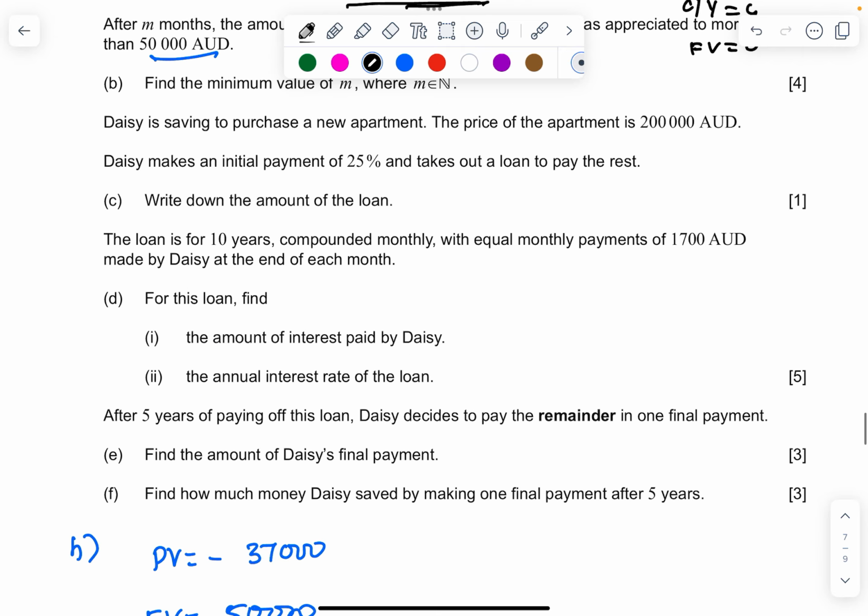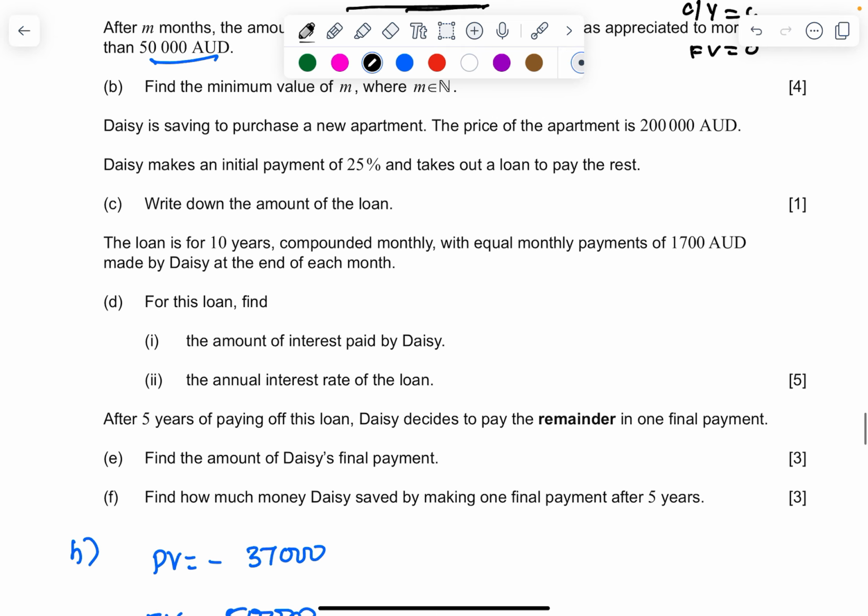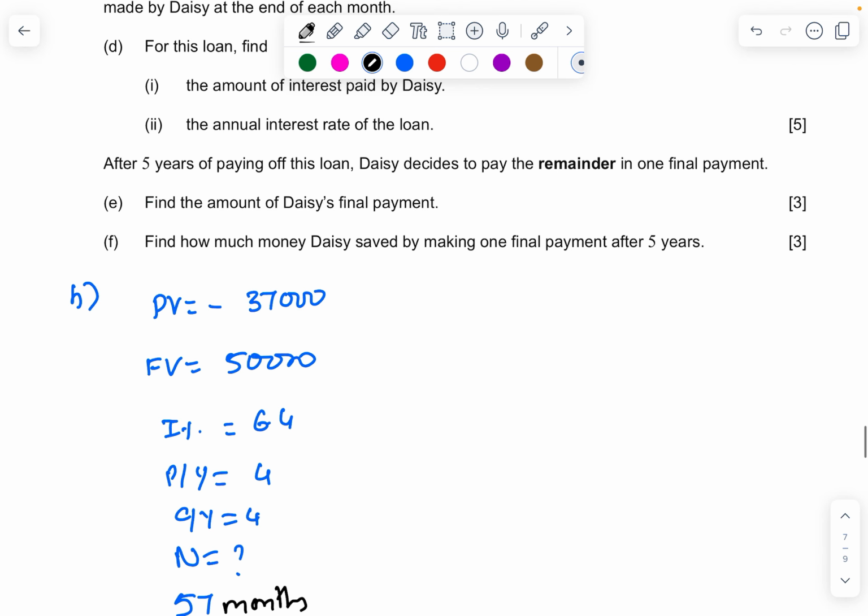Part C. Daisy is saving to purchase a new apartment. The price of the apartment is 200,000 Australian dollars. Daisy makes an initial payment of 25% and takes out a loan to pay the rest. Write down the amount of the loan. So, the amount of the loan will be 75% of 200,000, which is going to be 150,000 Australian dollars.